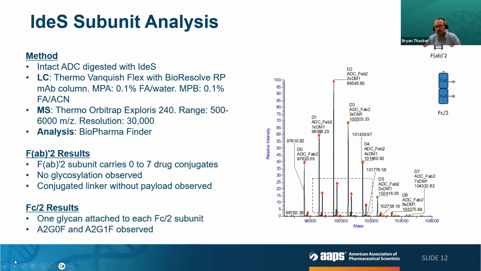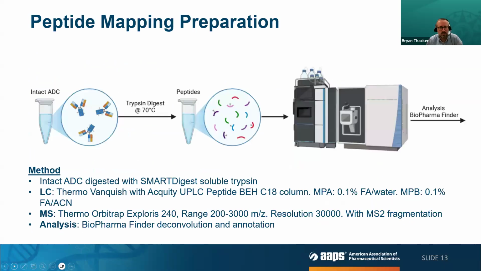What's not shown here is the data from the FC portion, and just for brevity, it's not shown, but what we see in the FC portion is that there's one glycan structure attached to each FC subunit in the canonical location for glycan attachment. And as you'd expect from the intact mass protein data, we see the two different glycoforms, the A2G0F and the A2G1F in that data. Let's go to the next slide, Jessica.